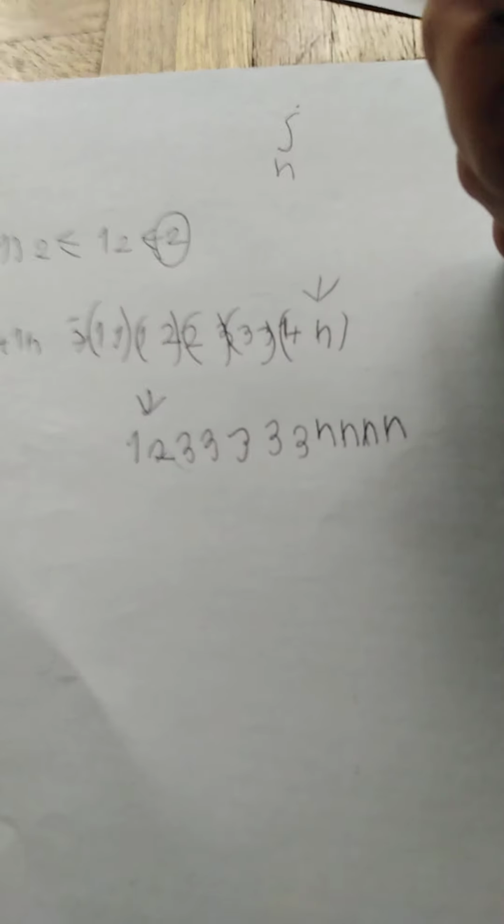We got one 1, two 2s, two 3s, and three 3s. I wrote it wrong, sorry guys. And four n's. Can you focus, mate? Thank you. 1, 2, 3, 3, 3, 3, 3 n's, and n.